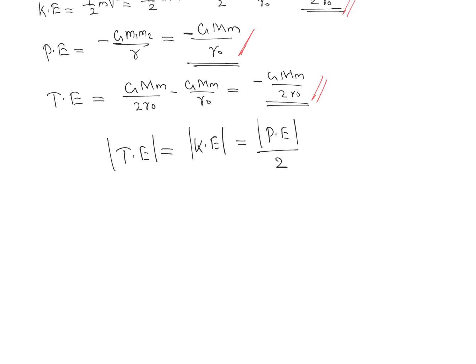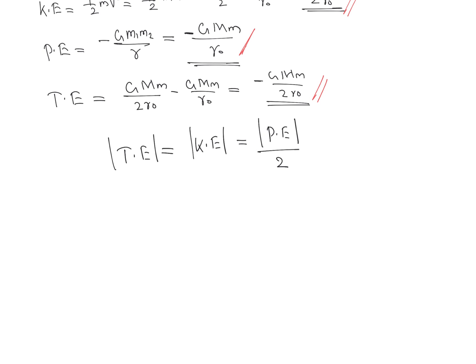Now just try to understand what this negative sign indicates. In total energy, this negative sign indicates the boundness of that satellite with the planet. That means the satellite is under the gravitational influence of the planet. It cannot escape from the gravitational pull of that planet.